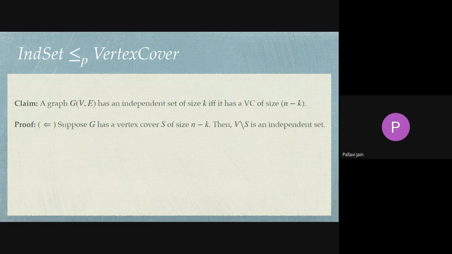So let's look at the backward direction. The proof is again very similar, and it's very simple. Suppose G has a vertex cover S of size n minus K; then V minus S will be an independent set. Again, assume that V minus S is not an independent set. Then there must be some edge UV such that U belongs to V minus S and V belongs to V minus S. So if this is the case, then U and V cannot belong to S. But we know that there is an edge between U and V, so S cannot be a vertex cover, because no one is covering that edge. So this is also not possible, and this completes the reduction.